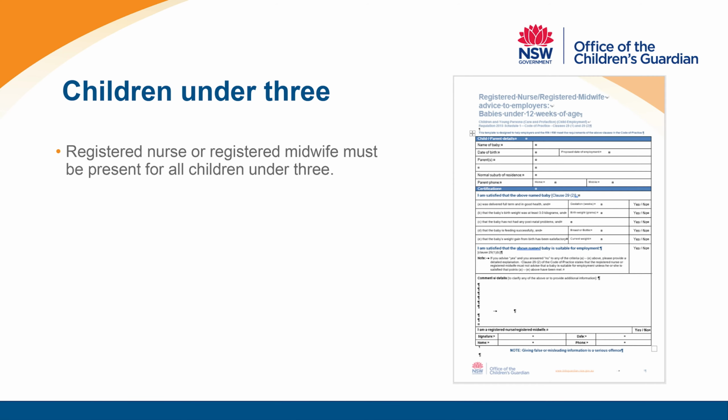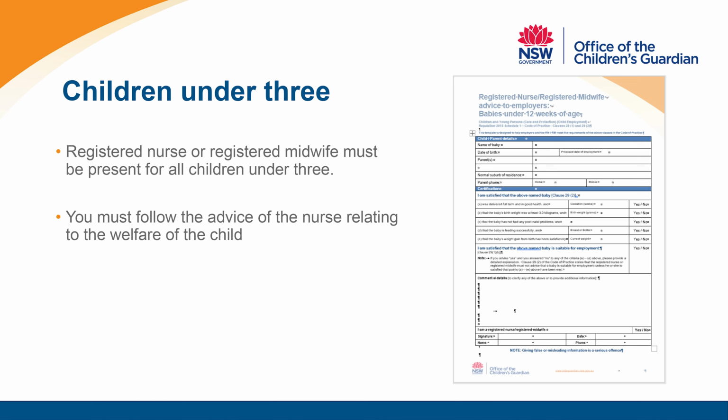The sixth and final step concerns the employment of children under the age of 3. If you employ a child under 3, you need to have a registered nurse or registered midwife present during the employment. The nurse is there to advise you of the child's suitability for employment and advise that the working environment is safe and not likely to cause the child to become distressed. You must follow the advice of the nurse in all matters relating to the welfare of the child.